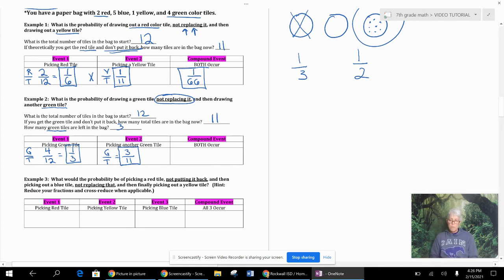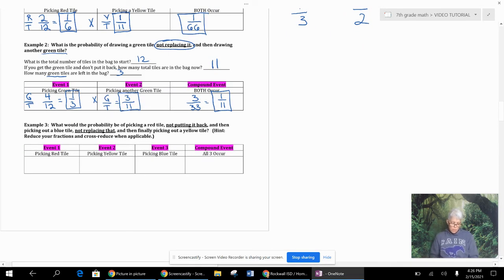Now, what is the probability of me reaching in and getting a green one and then reaching in and getting another green one? 1 times 3 is 3. 3 times 11 is 33. I can simplify that to 1 over 11. So the chance of that happening is 1 over 11. Let's go to the final situation, which, by the way, example 2 is about as hard as this gets.